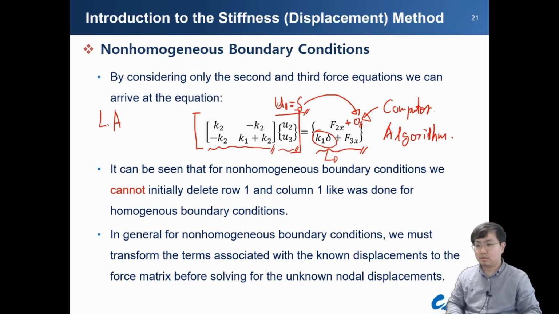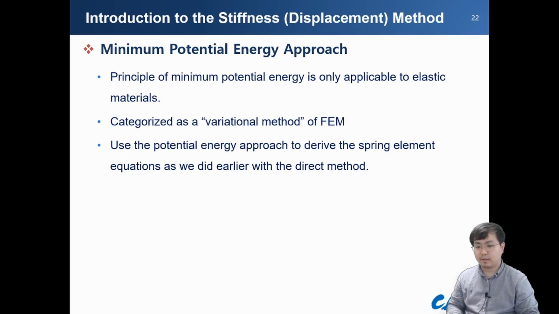So anyway, this is about boundary conditions. Next is another method to assemble the local stiffness matrices into the global stiffness matrix. This is the end of today's lecture. Let's continue in the next lecture.